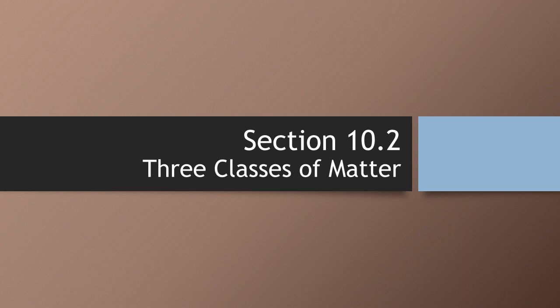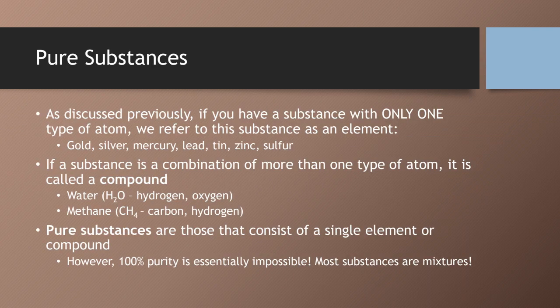So there are three different ways that we can classify matter. One way that we can discuss matter is by referring to things that are pure substances. We've talked before that if you have a substance with only one type of atom, we call that an element. Right? So gold, silver, mercury, lead, all these things are elements. If you just had that one atom, that one thing.